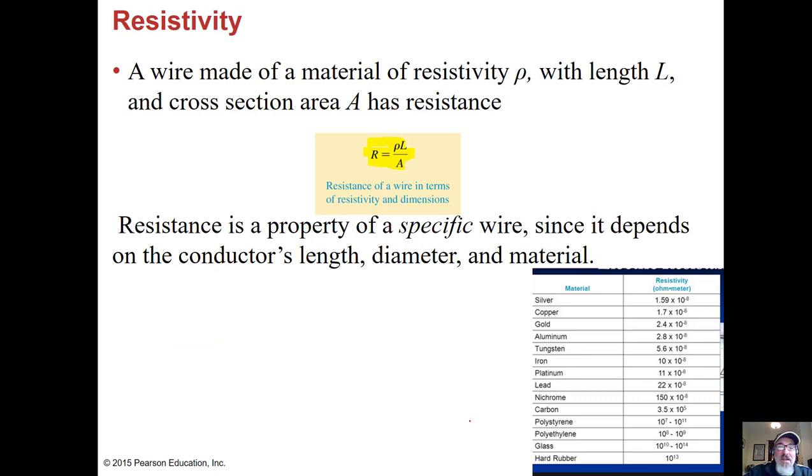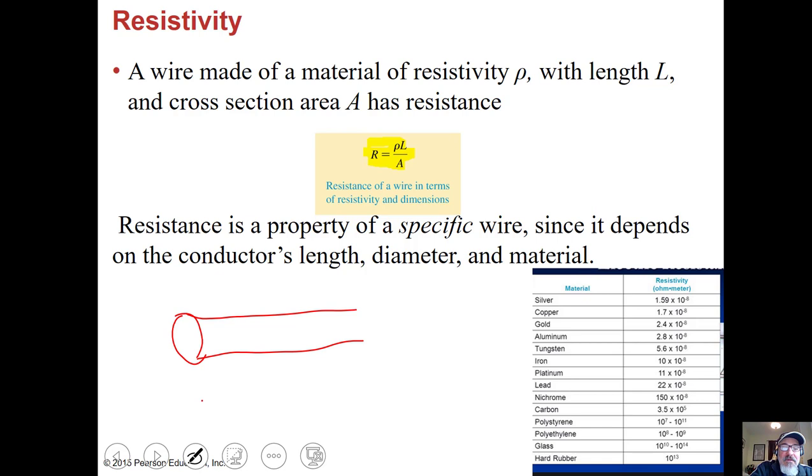So by cross-sectional area, we mean this. So a wire is typically this shape. Like a cylinder. Here's the length of it. That's the length in the formula. And then this would be the cross-sectional area. So the area of a circle, if you remember, is pi r squared. Okay. You don't have to make a wire out of a cylindrical looking shape, but typically that's what they look like. You could make it out of a square one if you wanted to.